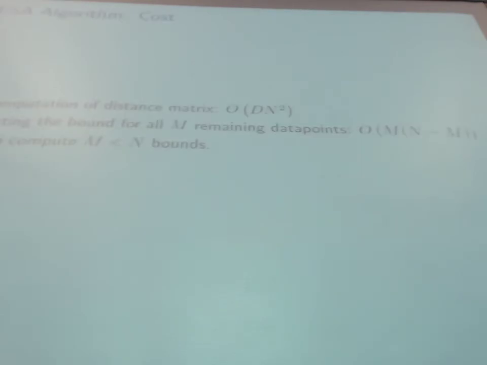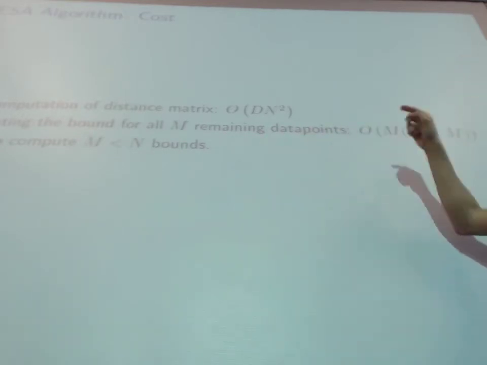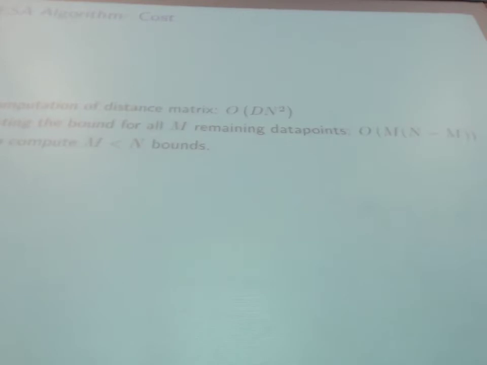Okay, so similarly to the Orchard algorithm, we are assuming here that we've got access to this distance matrix. That's expensive to compute. Also, evaluating this bound for m remaining data points, you're going to have an m here, which is the number of data points that you've already computed the bound for. So this corresponds to the max operations here. This is quite expensive in principle.